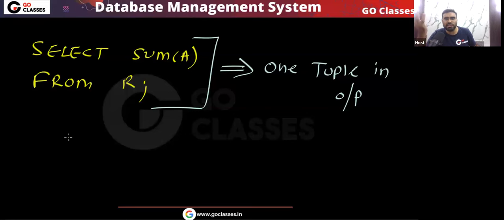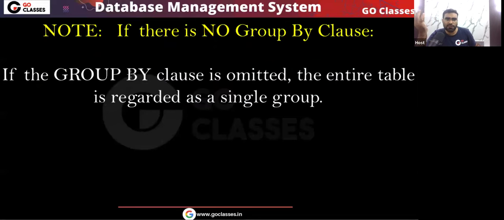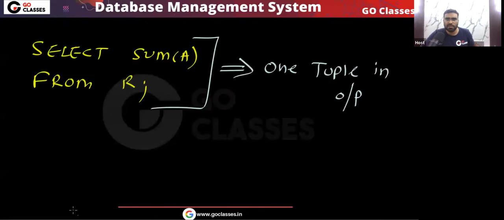Logically, if there is no group by, then you will get one tuple in the output. You can see for this query, you will get one tuple in the output because the entire table is a group. So remember, if the group by clause is removed, then the entire table is a single group. Is this clear? If you put an aggregate, then one tuple in the output.